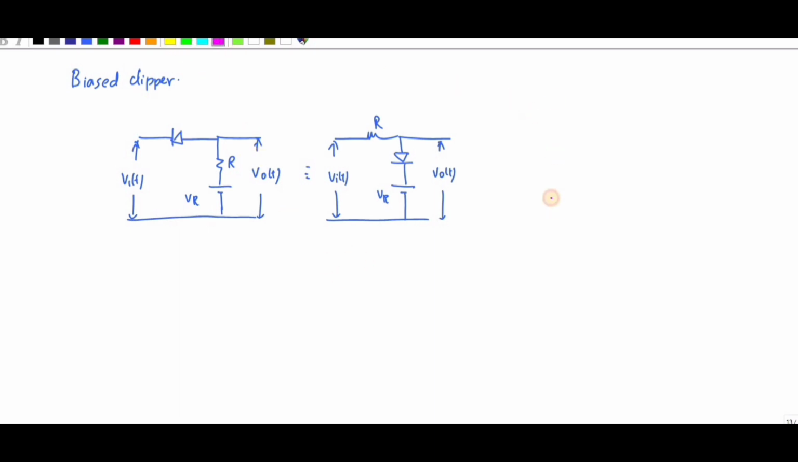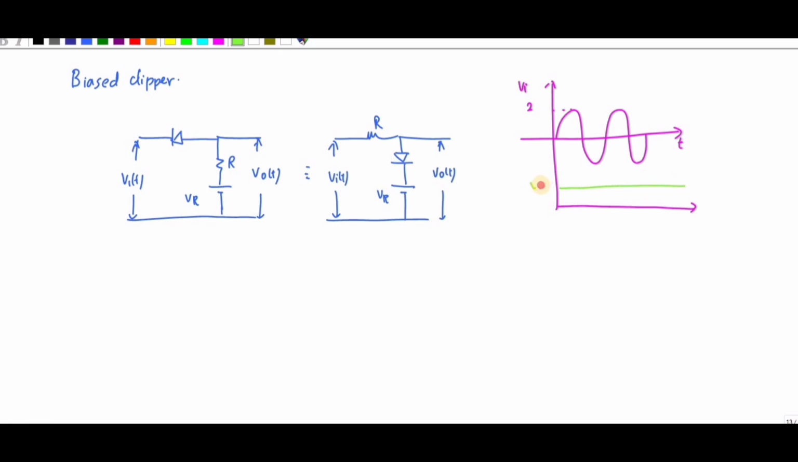Suppose this is your Vi(t), and since VR is positive, let me assume this is 2 volt and my VR is 1 volt. This VR is equal to 1 volt.